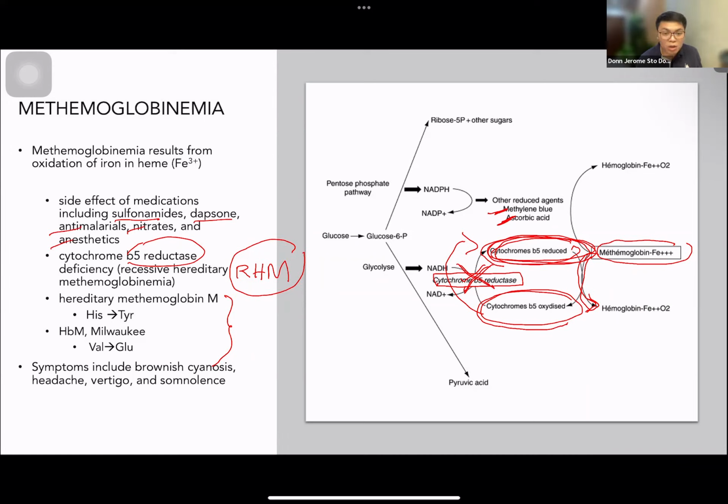So in that case, what can you do? You can use reducing agents like methylene blue and ascorbic acid to convert it back to the ferrous form. But here is the difference.